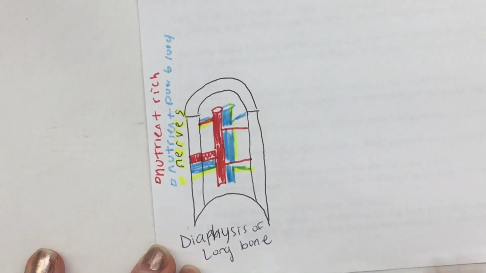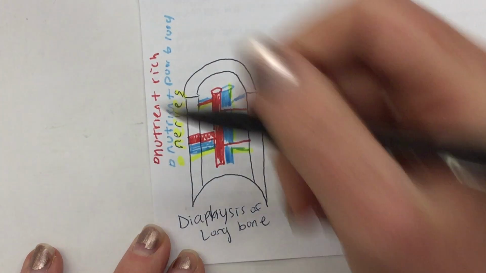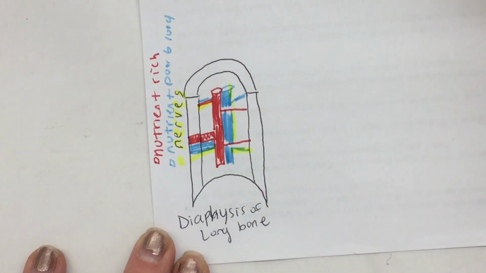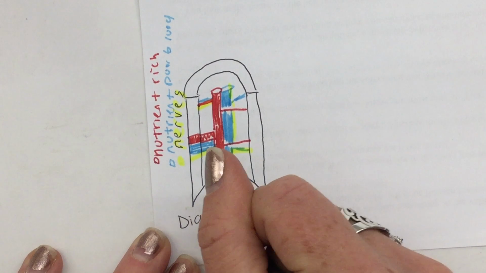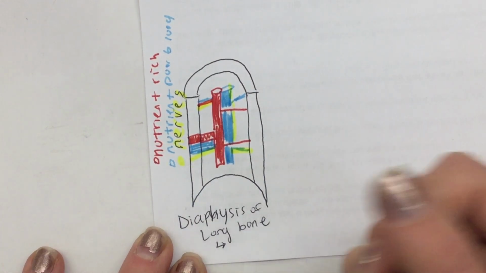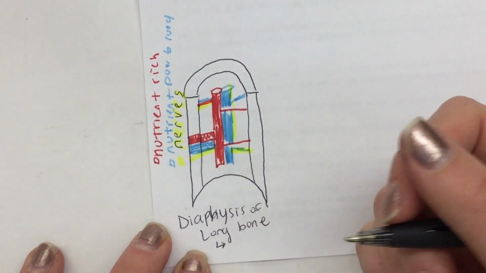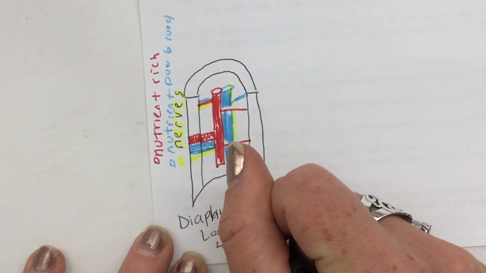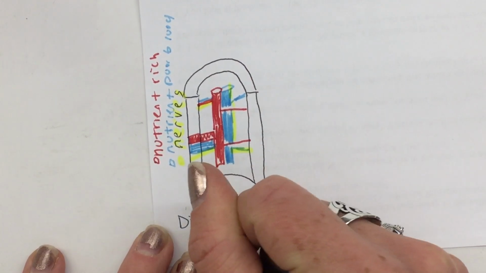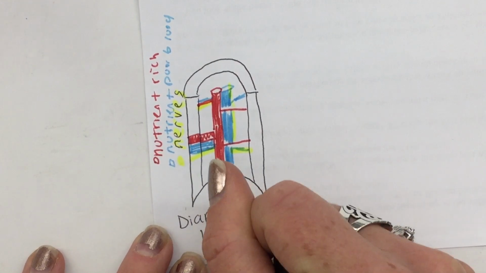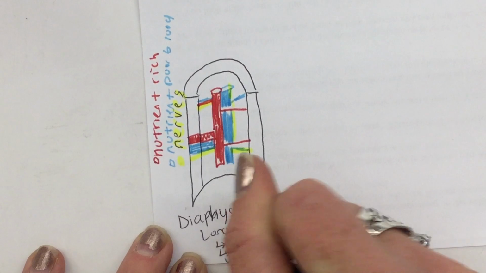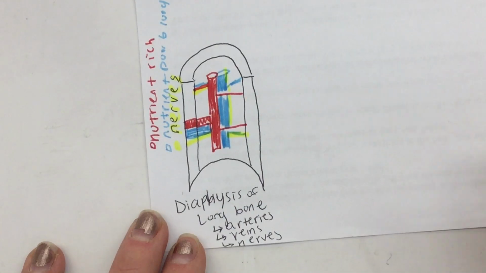Yes, I will post this video for sure. Blue says nutrient poor blood. Yeah, nutrient poor blood. So diaphysis of a long bone, it has three things going through it. The red is nutrient rich, or what's another name for the red tubules? Arteries. It has what else? What are the blue ones? Veins. And what's the yellow again? Nerves. So three things. I didn't leave myself enough space in the diaphysis of a long bone.